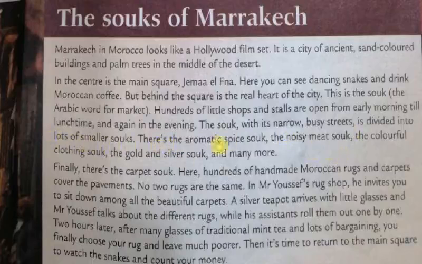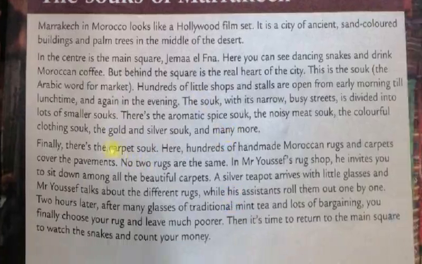There is the aromatic spice souk, سوق التوابل العطري. The noisy meat souk, وسوق اللحم الضوضائي. The colorful clothing souk, سوق الملابس أو القماش الملون. The gold and silver souk, سوق الذهب والفضة. And many more, وهواي بعد. Finally there is the carpet souk, سوق المنسوجات يعني الزوالي وغيرها إلى آخره.